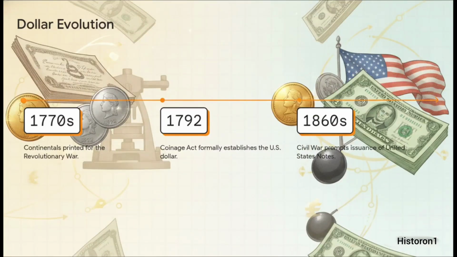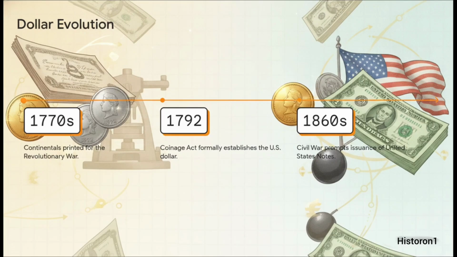After those disastrous continentals of the 1770s, the young republic hit a huge milestone in 1792 with the Coinage Act. This legislation formally established the US dollar as a stable monetary unit, and they began striking their own official coins at an early US mint. Jump ahead to the 1860s, and to fund the Civil War, the deeply divided federal government had to step in again, issuing a new form of paper money known as United States notes, or greenbacks.